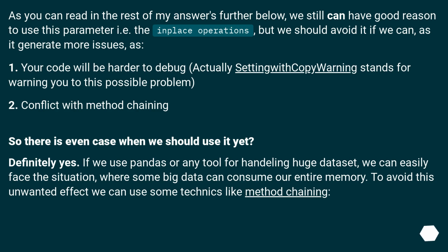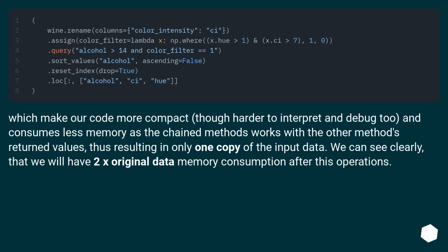Definitely yes. If we use pandas or any tool for handling huge datasets, we can easily face the situation where some big data can consume our entire memory. To avoid this unwanted effect, we can use some techniques like method chaining, which make our code more compact, though harder to interpret and debug too, and consumes less memory as the chain methods work with the other methods' return values, thus resulting in only one copy of the input data. We can see clearly that we will have 2x original data memory consumption after this operation.